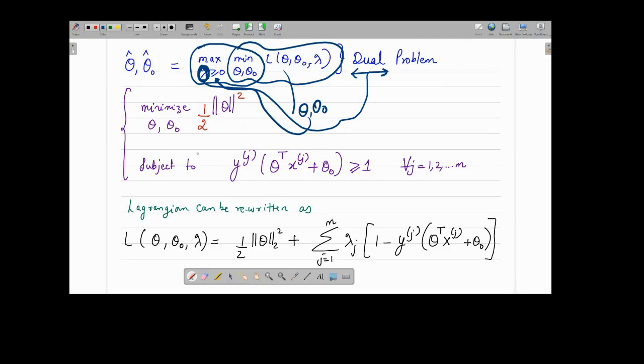So this is basically the objective function from where we initially started. And now this is the same Lagrangian function, the original one.